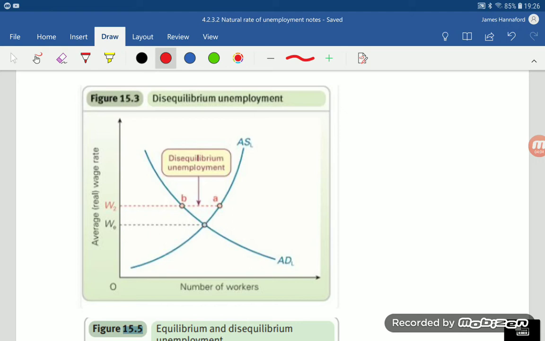However, high real wage rates can have a positive effect, as they may actually help to reduce real wage unemployment. The extra wages paid to those who are still employed could lead to extra consumer expenditure.